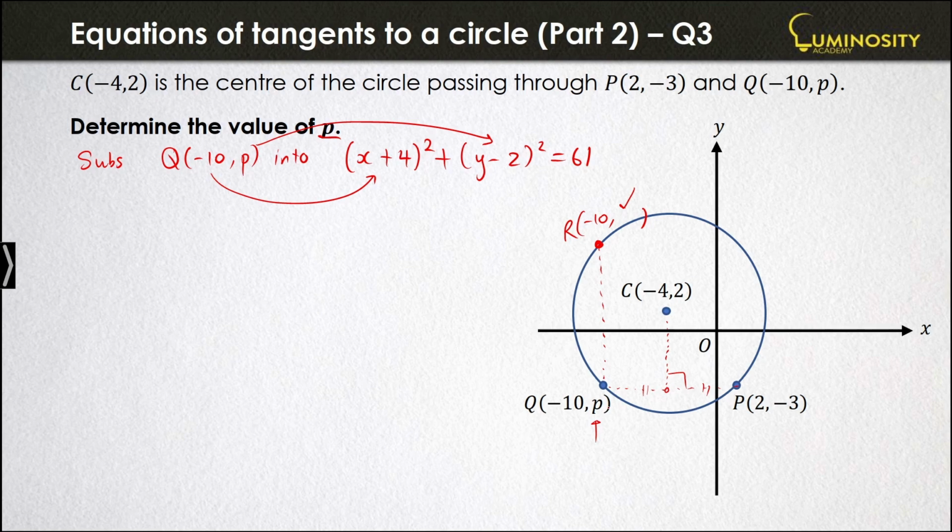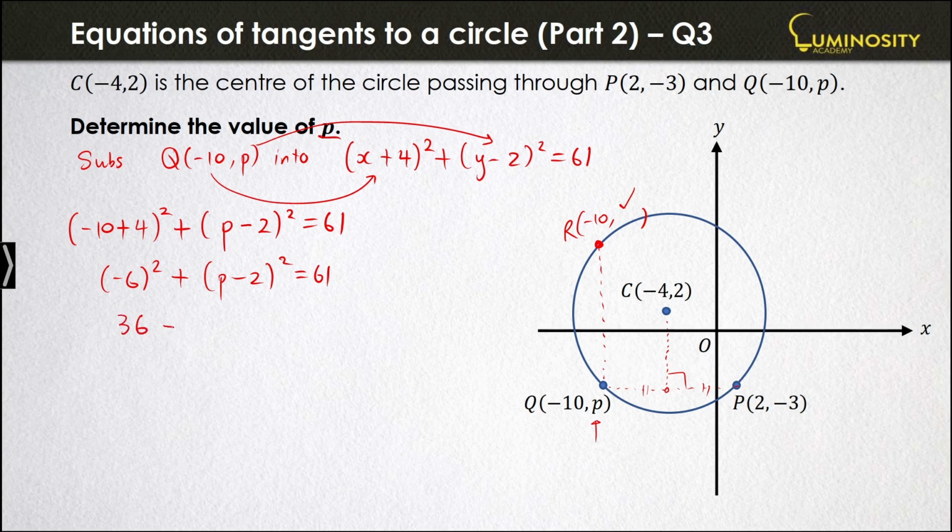When I substitute -10 here, it becomes (-10 + 4) all squared plus (p - 2) all squared equals 61. -10 plus 4 is -6, all squared plus (p - 2) squared equals 61. So (-6) all squared is 36, plus (p - 2) all squared equals 61. Then if I subtract 36 on both sides, 61 minus 36 is 25. And if I square root both sides, I'm going to get plus or minus 5.